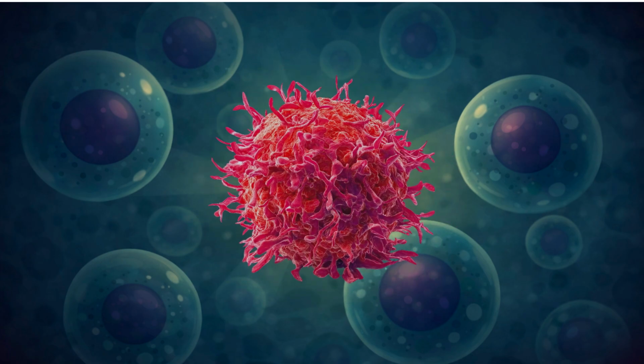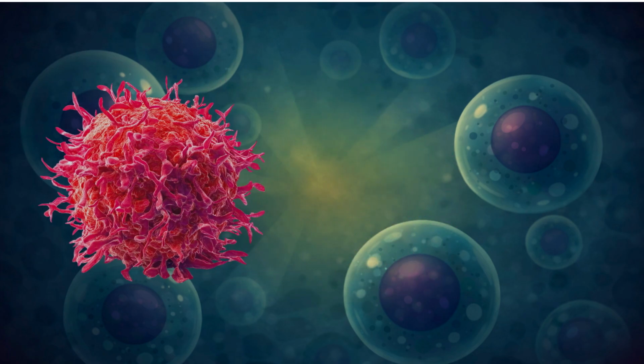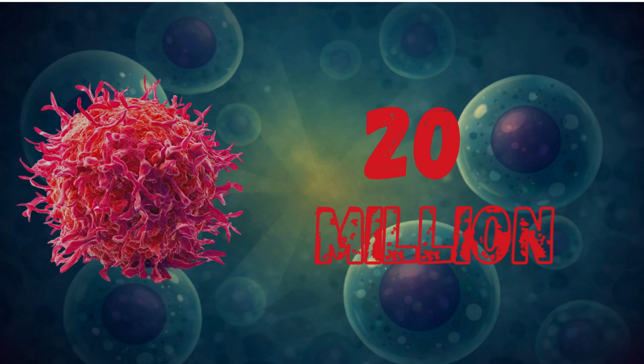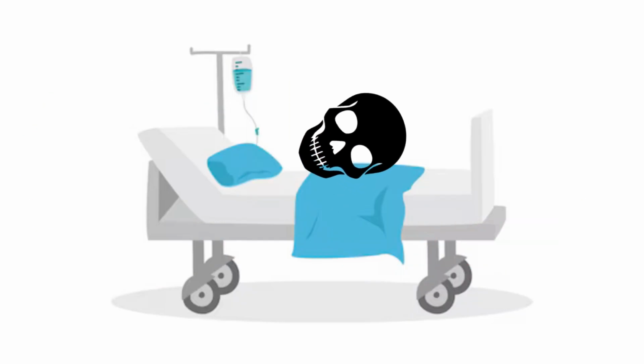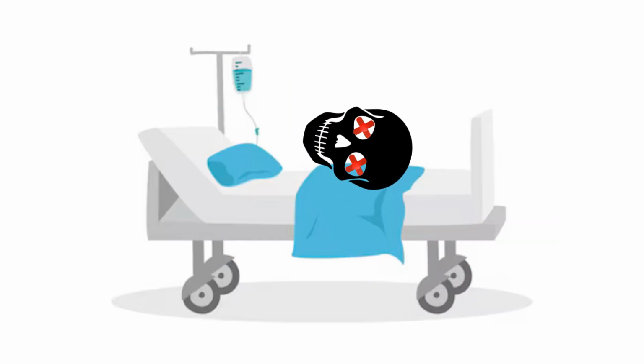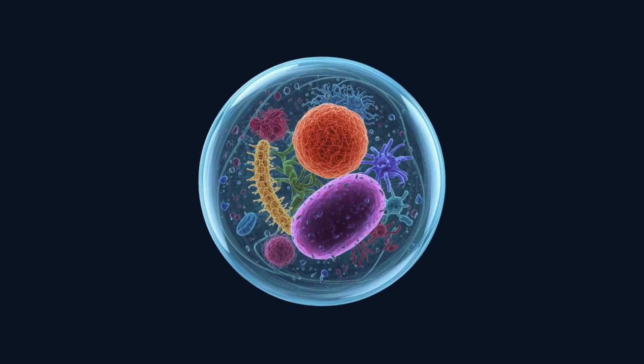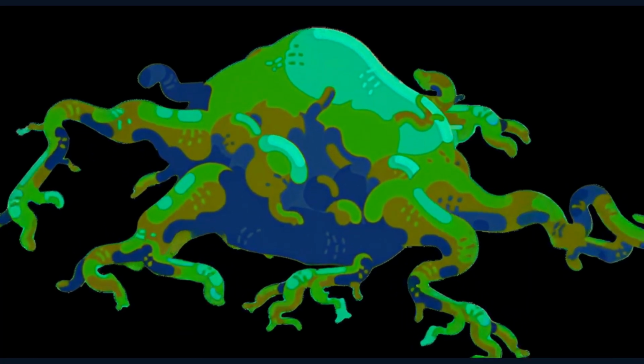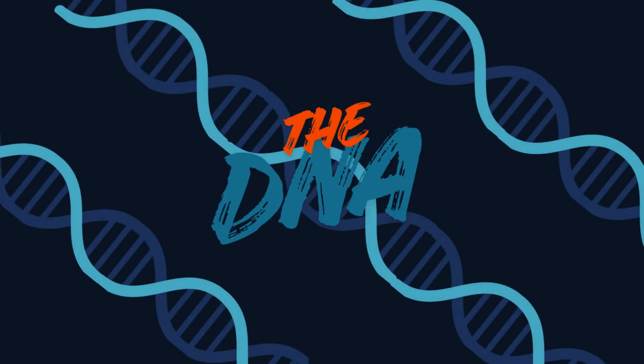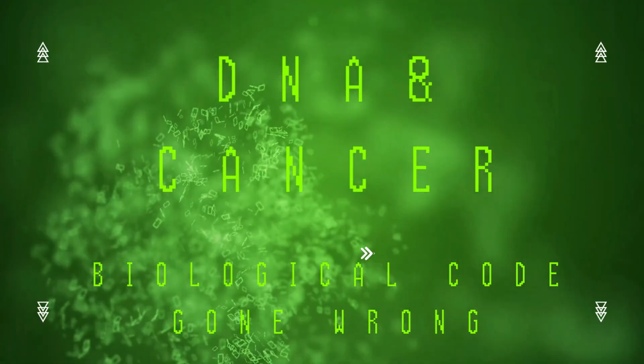Cancer is one of the largest problems in medicine today, claiming millions of lives. You may have had a relative or friend who has suffered from it. But how does a normal cell turn into a cancerous cell to start with? It turns out it's a fascinating journey involving the core of life, the DNA.